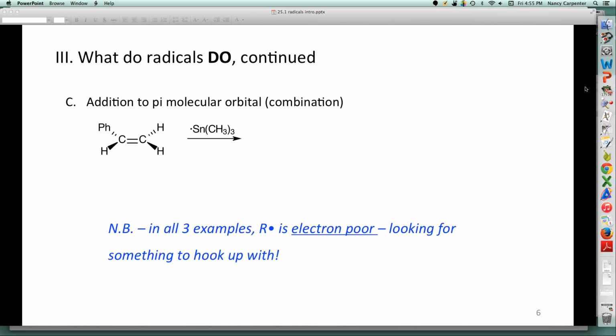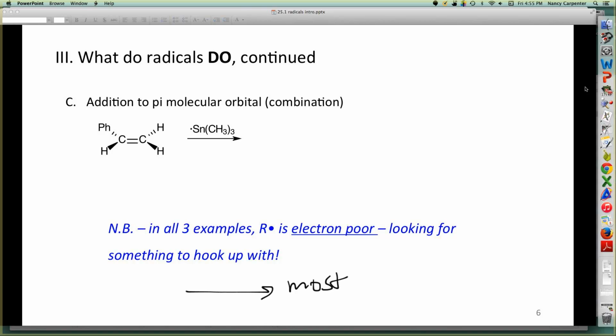And again, I want to stress that radicals are much like carbocations or any other kind of electrophile. It's electron poor, and it's just looking for something to hook up with in such a way that the most stable radical will form in that elementary step.